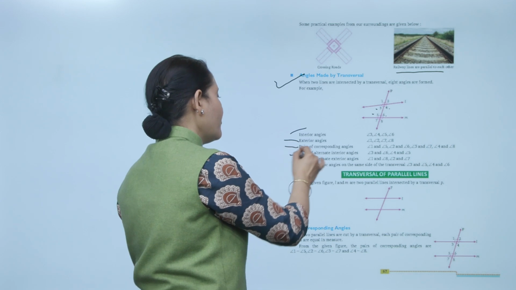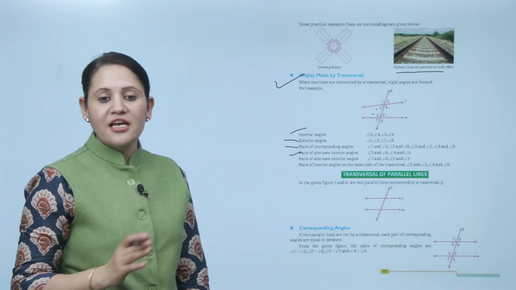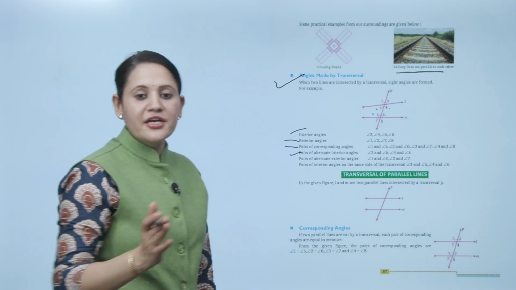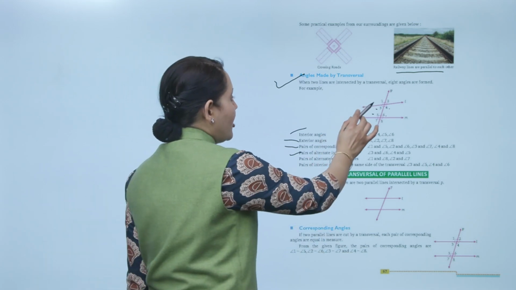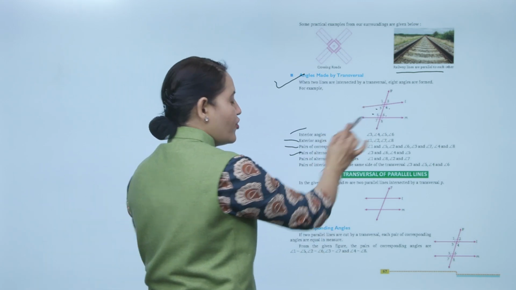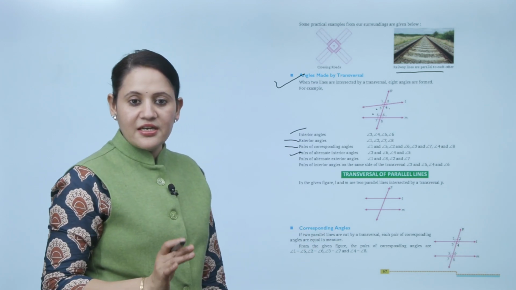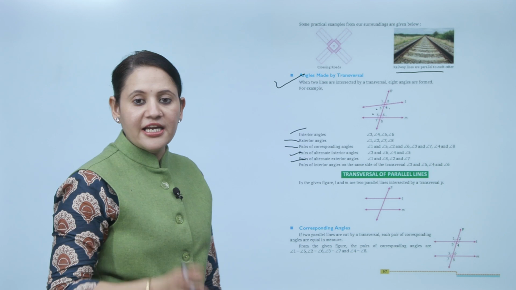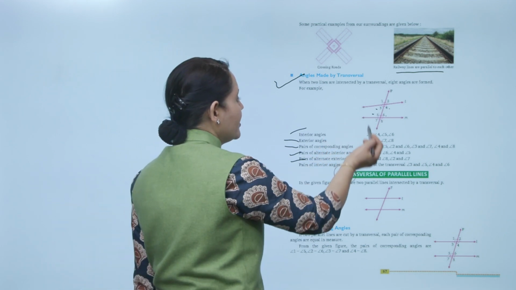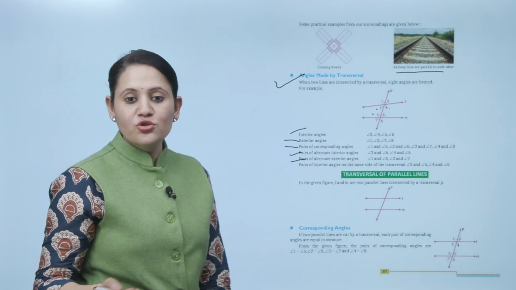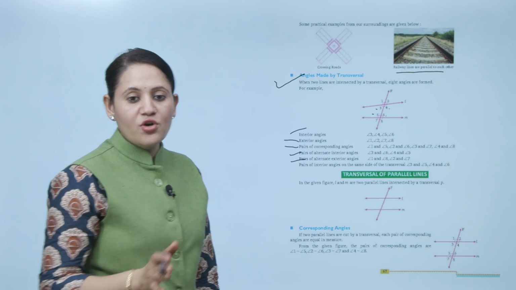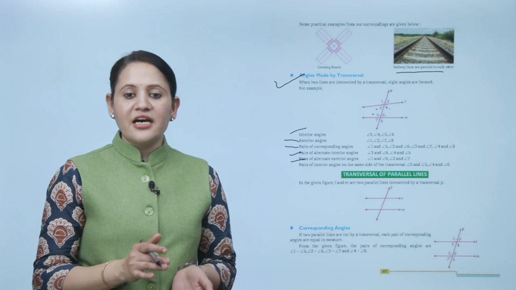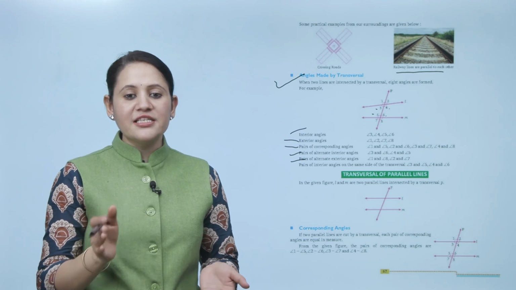Next is pair of alternate interior angles. Alternate means on different sides. One on this side, the other on that side. So they become alternate angles. Alternate interior angles are 3 and 6, 4 and 5. Clear? Alternate exterior angles are 1 and 8, and 2 and 7. So, pairs of interior angles on the same side of the transversal are angles 3 and 5, 4 and 6.